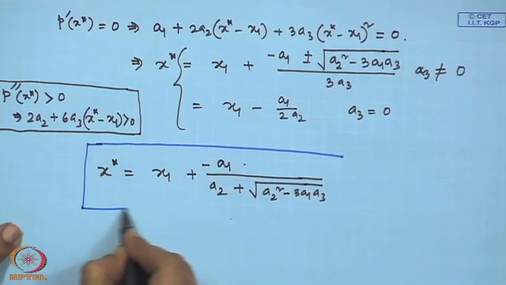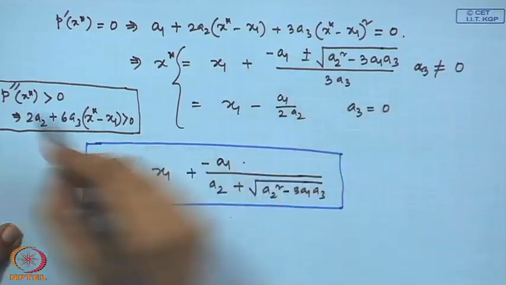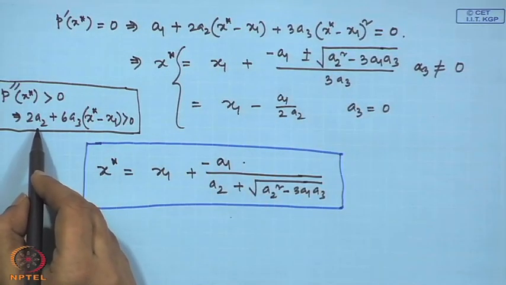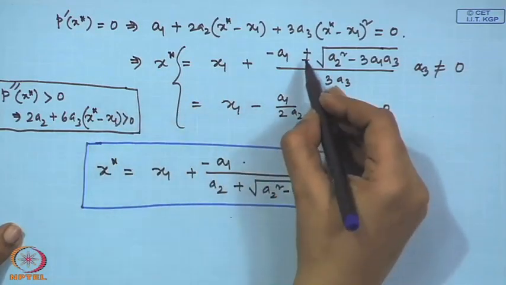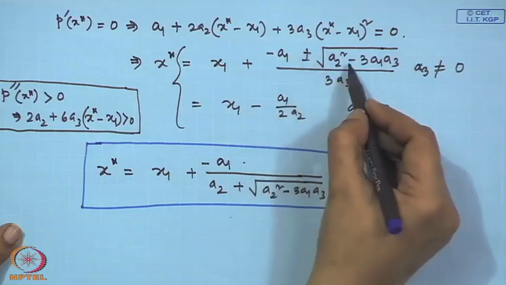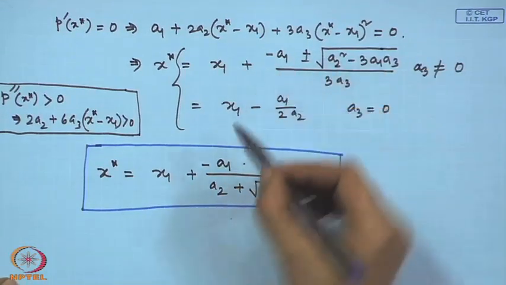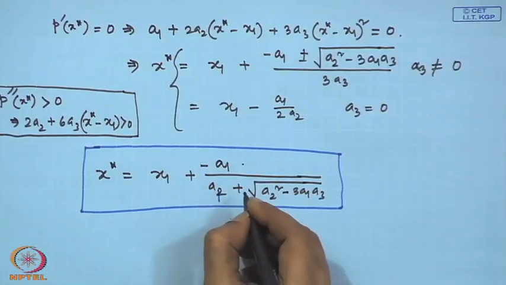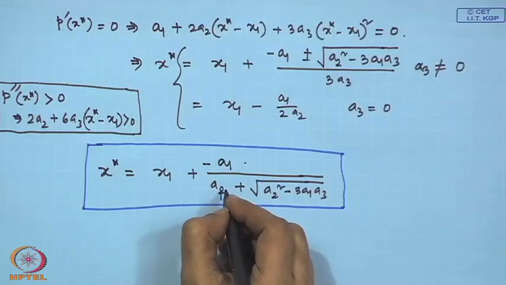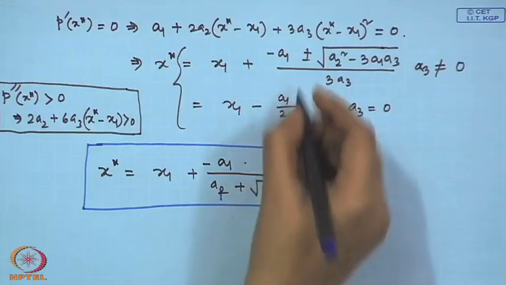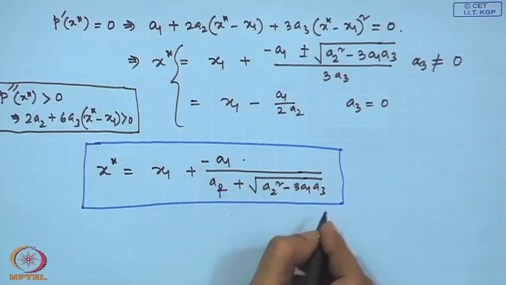You see, we have considered only the positive value of x star. Why? Because the sufficient condition tells us that if we consider the negative value, it will not be satisfied. Thus, we will only consider the plus value here, and we are multiplying numerator and denominator with a1 plus this, and we will get the solution for the given equation.